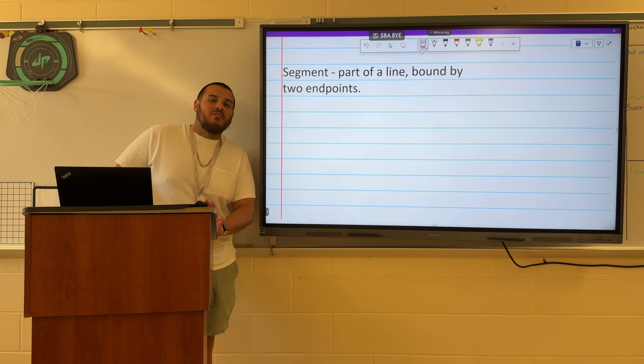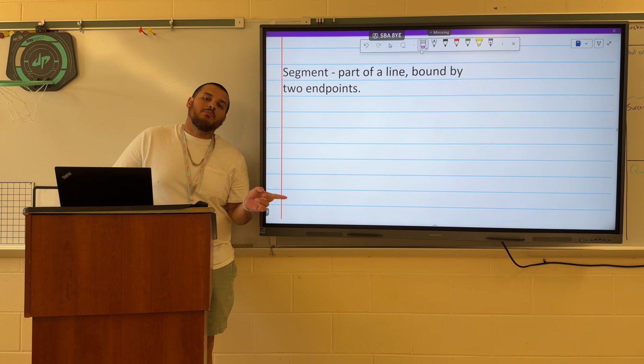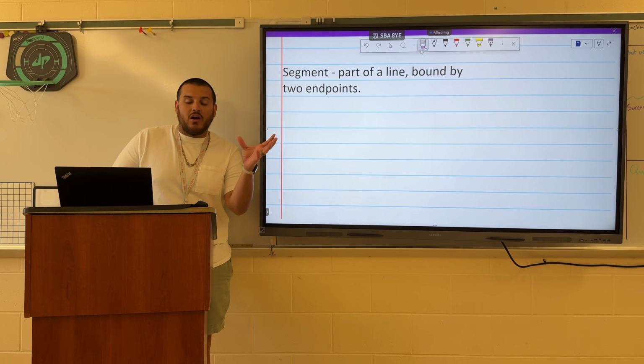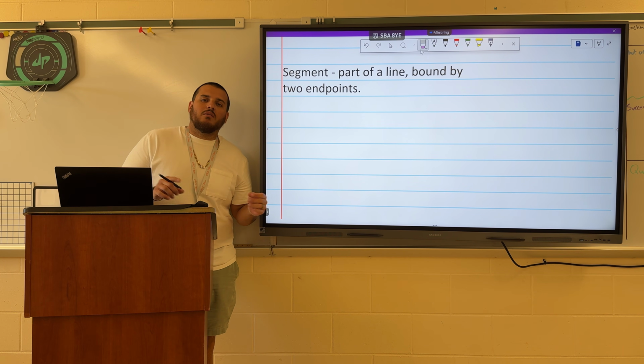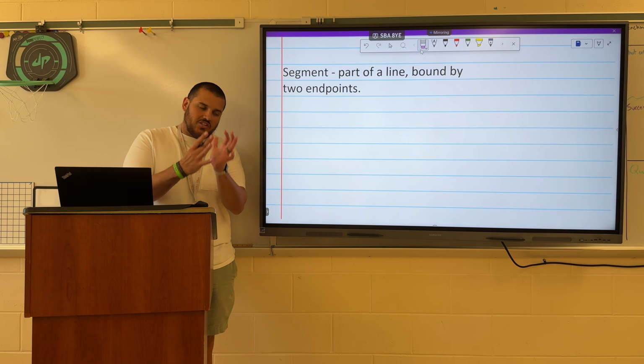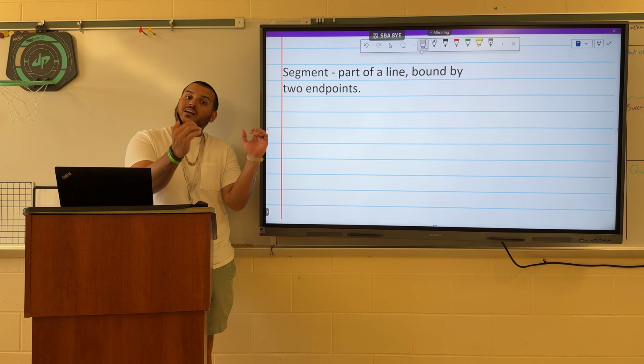The last member of our little line family here is the segment. So a segment can be part of a line, which I'll show you in a moment, but a segment is always bound by 2 endpoints. So there's not going to be any arrows on a segment. It does not go on forever. It's just a part, right? So it has a start and an end.